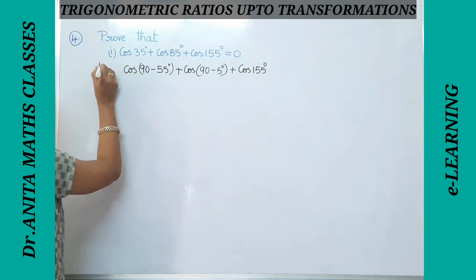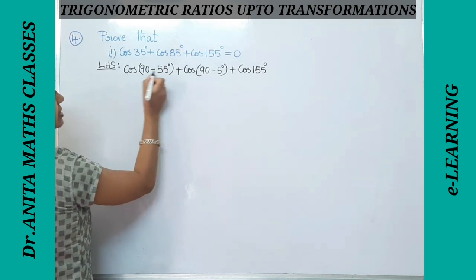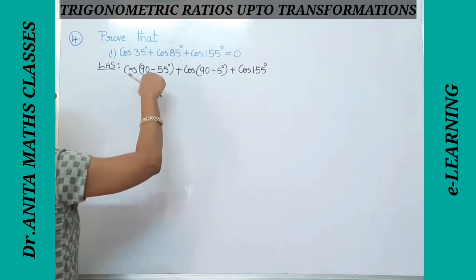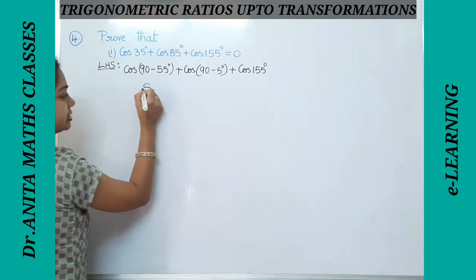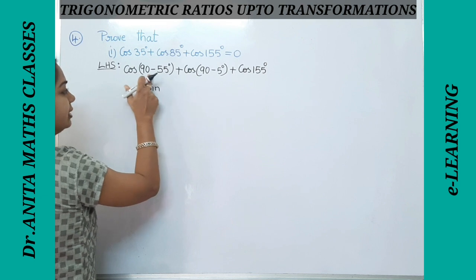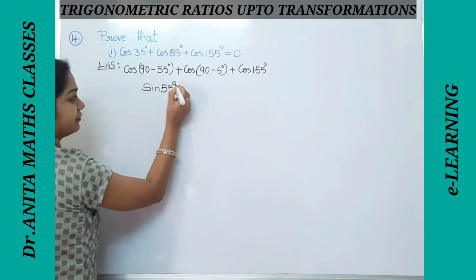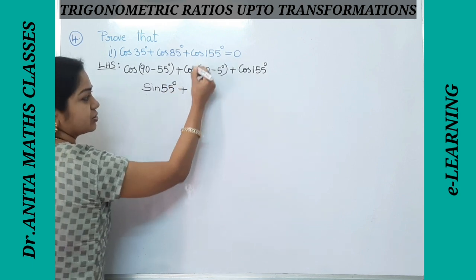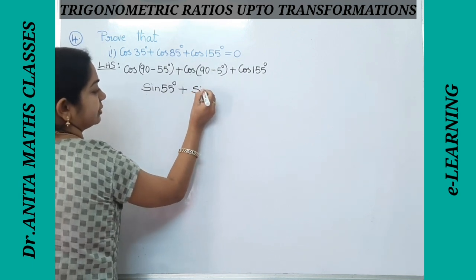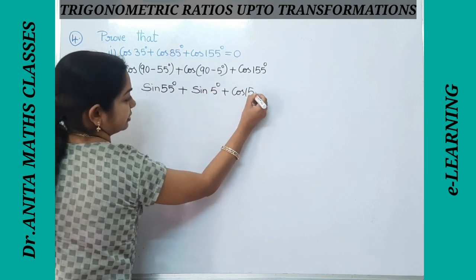Let me take the LHS part first, and we have to get 0, that is the RHS. Now here, cos (90 minus 55) is in the first quadrant. Cos of 90 minus an angle changes to sine, as they are complementary angles. In the first quadrant all are positive, so we get sin 55 degrees only. Similarly, cos (90 minus 5) gives sin 5 degrees only. Now we have cos 155 degrees.